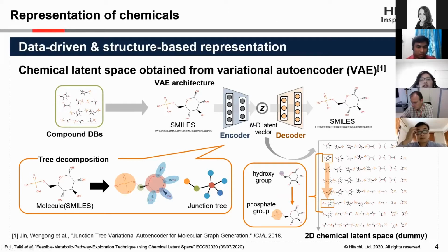The right figure is an example visualization of a two-dimensional chemical latent space. In the chemical latent space, chemical structures are represented in continuous space. As shown in the figure, a structure change can be expressed by adding or subtracting a vector in latent space. Thus, a variety of potential reactions and intermediate compounds can be easily created and explored using computational algorithms.